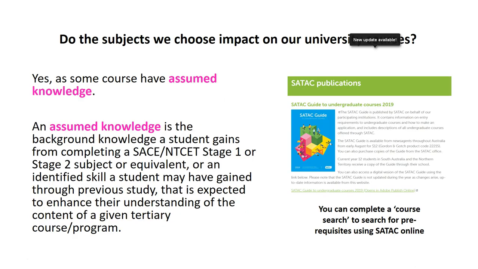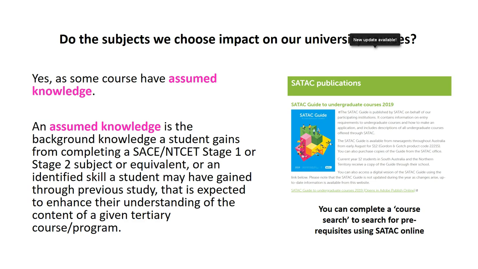In addition to this, it is good to know whether a course that you may wish to nominate at the end of Year 12 has assumed knowledge. Assumed knowledge is the background knowledge a student gains from completing their SACE at either Stage 1 or Stage 2 and have the identified skills that may be gained through previous study that is expected to be able to be completed during their university study. Assumed knowledge is not a compulsory requirement like a prerequisite, nor does it impact dramatically on your course selection. However, it is advised that you have this assumed knowledge.